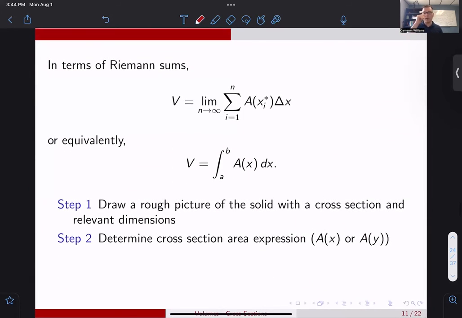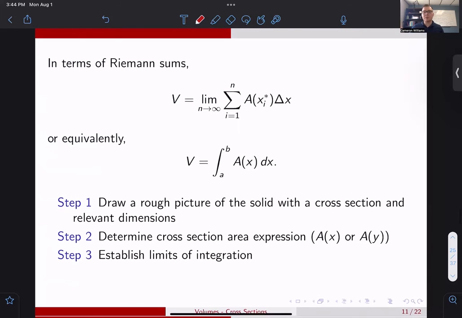Step 2, I like to determine what the cross-section area expression is going to be. So if it's a circle, it's pi r squared. But we need to turn that into a function of our integration variable. So we need to somehow relate little r, for instance, to x or to y, depending on how we're approaching the problem.